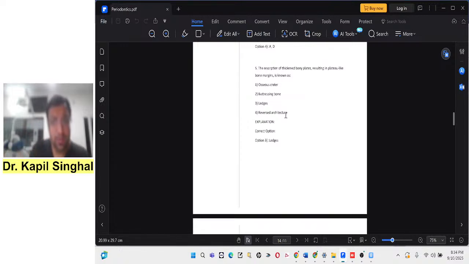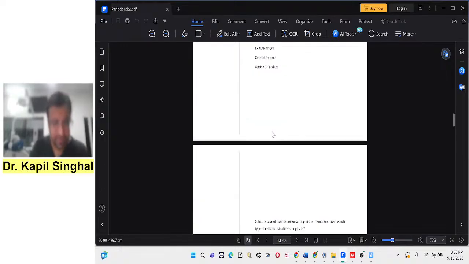Reversed architecture. What is a reversed architecture? See, bone architecture is of three types: positive, negative, and flat. A positive architecture is when the interdental bone peak is higher and the interradicular bone peak is lower. If the interdental bone peaks become lower and the interradicular bone peaks become higher, that is reverse bone architecture. And flat is when both interdental and interradicular bone are at the same level. So the answer here would be ledges.